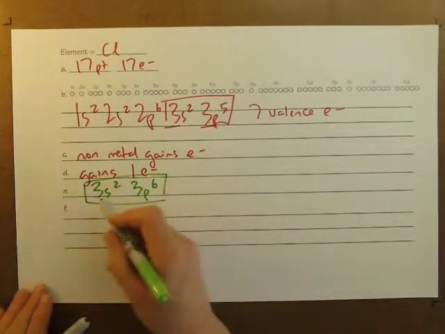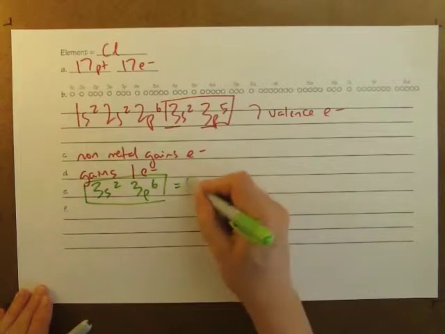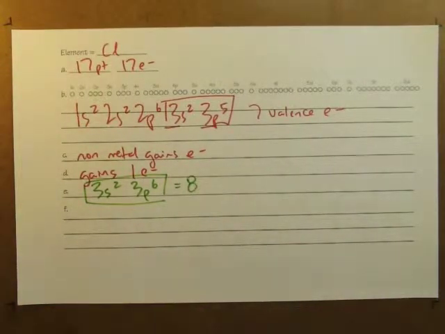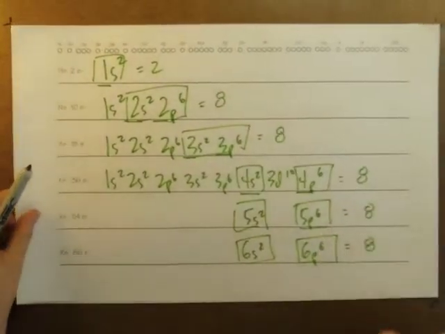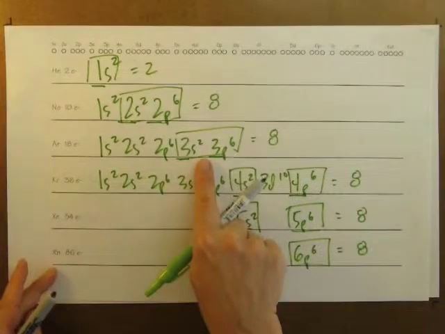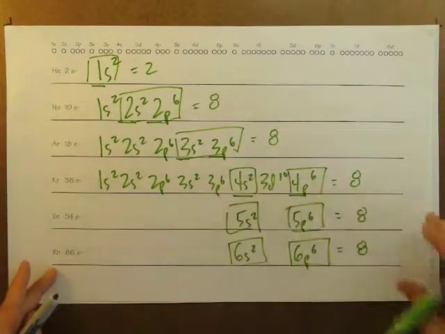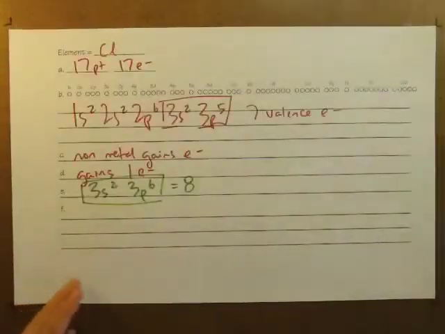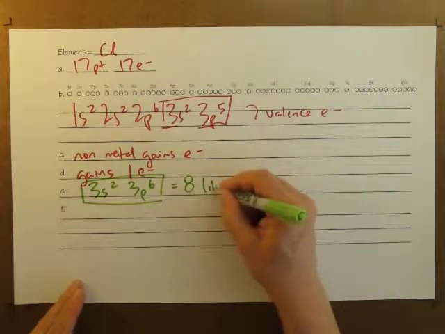And if I have 8 outer electrons like this, 3s2, 3p6, then which noble gas electron configuration will I look like? I will look like argon with 8 outer electrons, 3s2, 3p6. So we'll have 8 like argon.